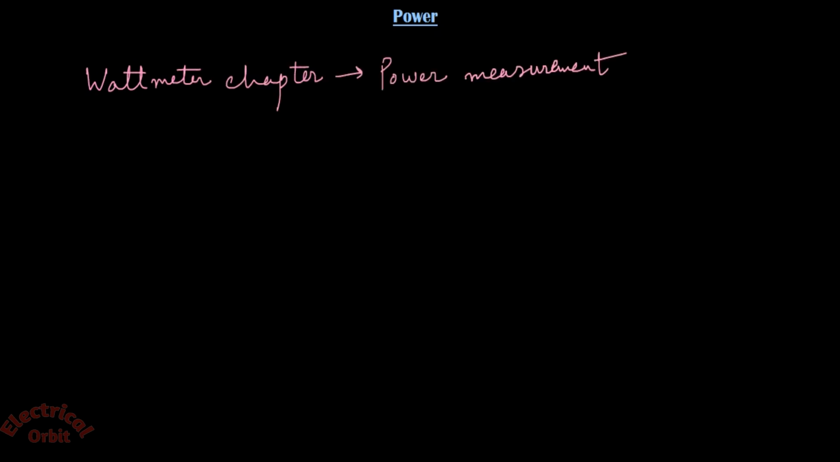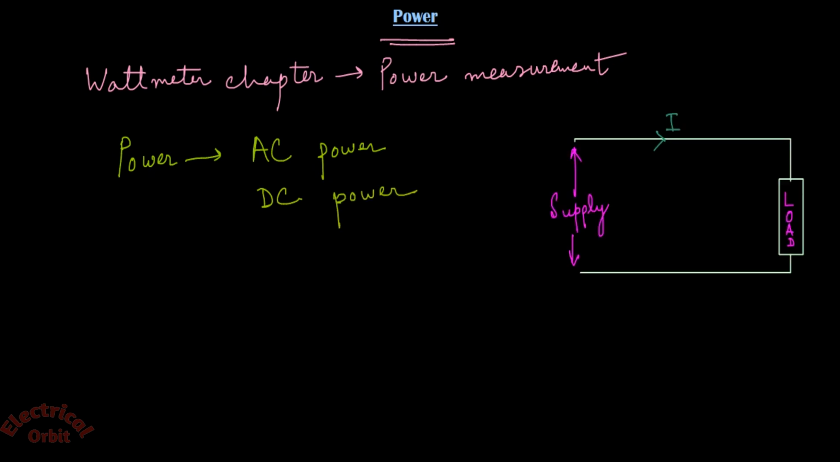Welcome. Before going into the wattmeter chapter, which is solely used for power measurement, we need to have a brief idea on power. Generally in an electrical system, power is of two types. One is AC power, another is DC power. So let us have this circuit.